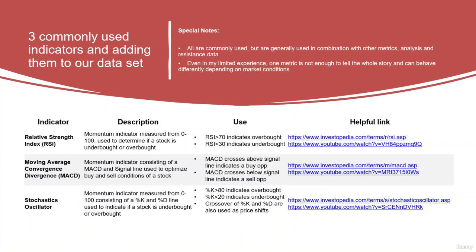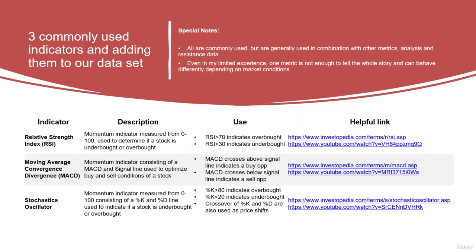Starting with the RSI, this is a momentum indicator that is used to determine if a stock is under or overbought by looking at the value of the RSI and indicating whether it's above or below a certain value from 0 to 100. Again, the links I've included on the sides take you to Investopedia pages that give you a really good breakdown and description, and some helpful YouTube videos with industry experts that do a great job breaking down each of these.